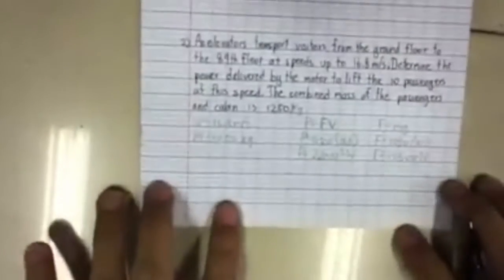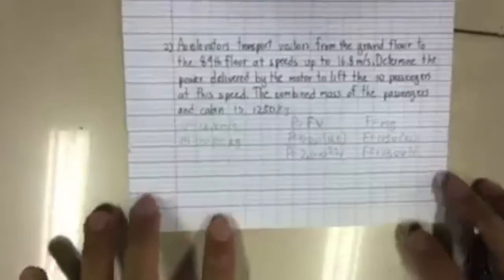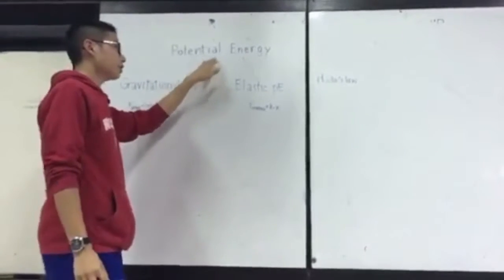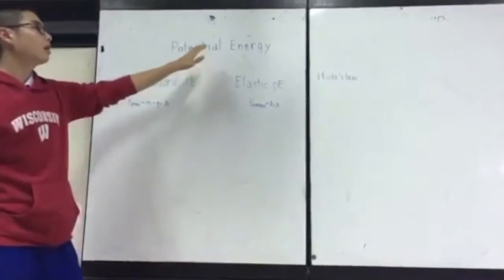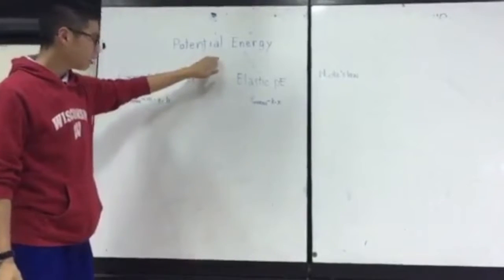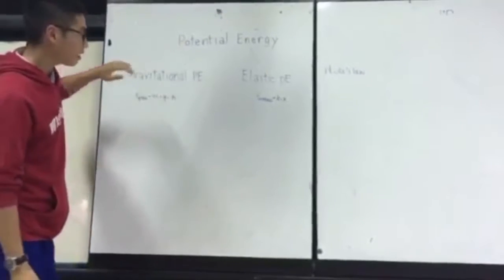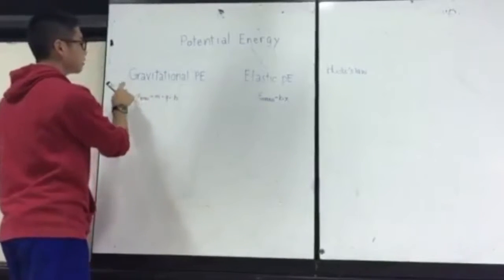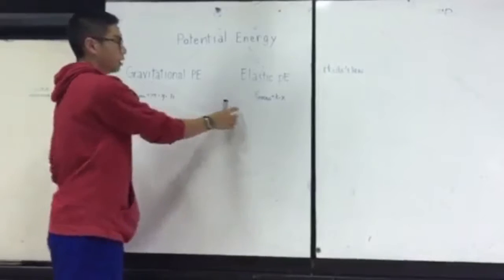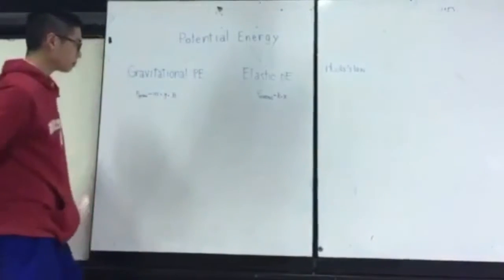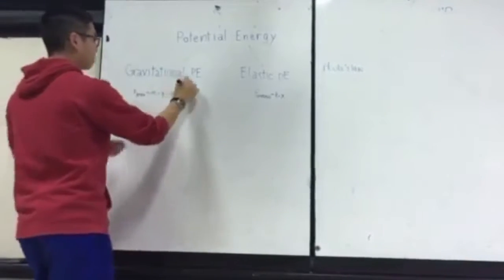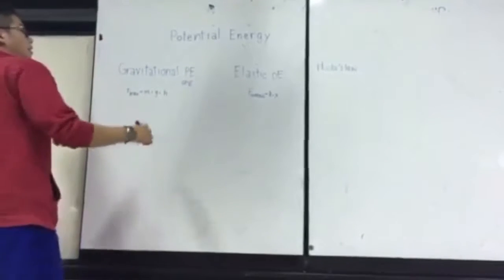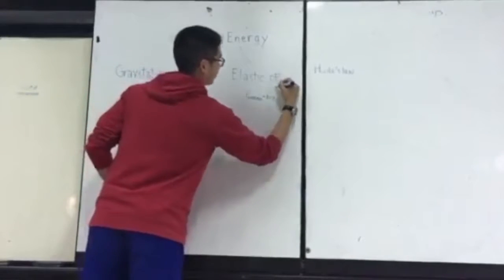Okay, and that's the end of power. It's time for potential energy. Potential energy is the energy that is stored as a result of position. Potential energy has two types. One is gravitational potential energy, and the other is elastic potential energy. So I'm going to call this GPE because it's easier to say, correct? And this I'm going to say EPE.